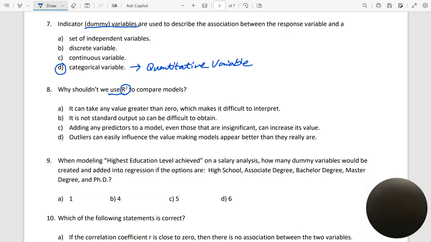Still remember the first question, right? So we talked about the difference between the R-squared and the adjusted R-squared. We said R-squared will always increase as long as you add a predictor into the regression. It doesn't matter whether this predictor is a good predictor or bad predictor. It will always increase, right? So actually, which one? Just C, right? Adding any predictors to a model, even those that are insignificant, can still increase its value.